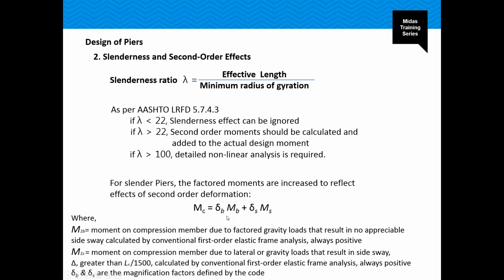So here you can see this is the magnification required. We need to calculate the delta B and delta S and multiply it with the moments coming on the piers. Again, if the slenderness ratio is more than 100, then we need to carry out a detailed nonlinear analysis for the pier.